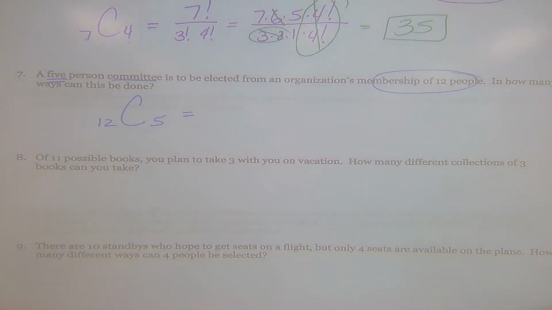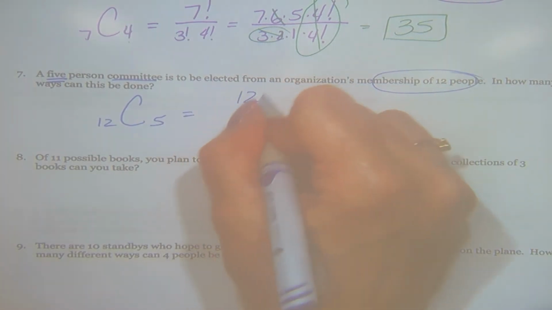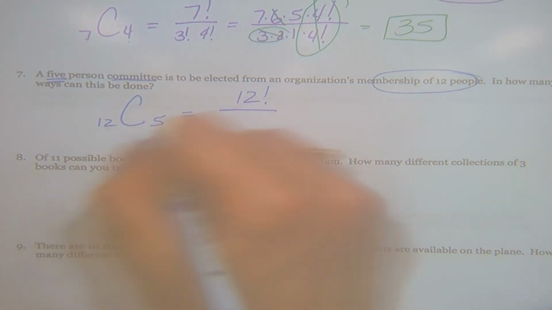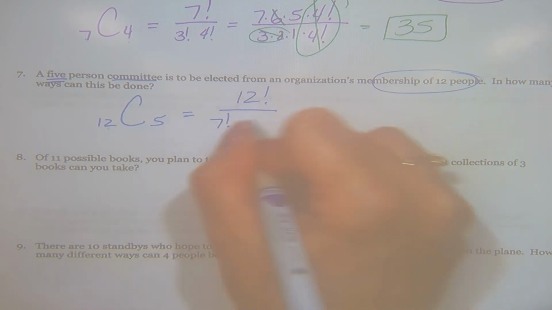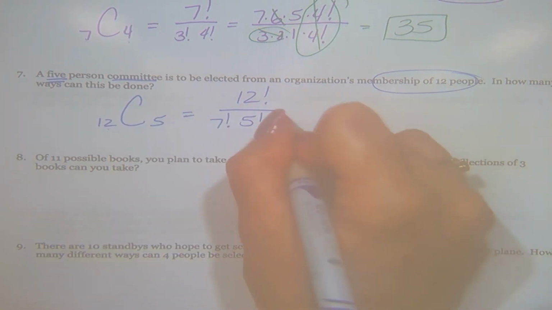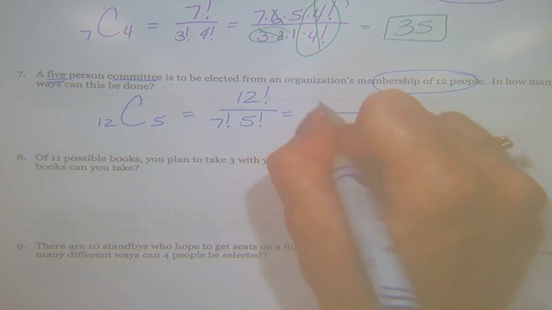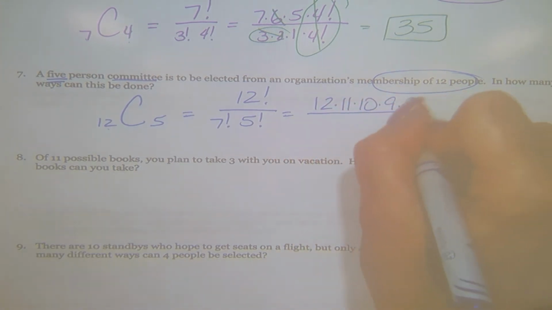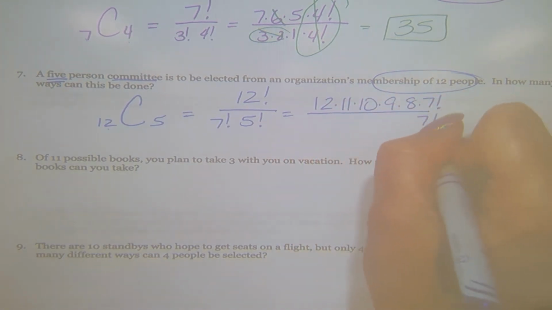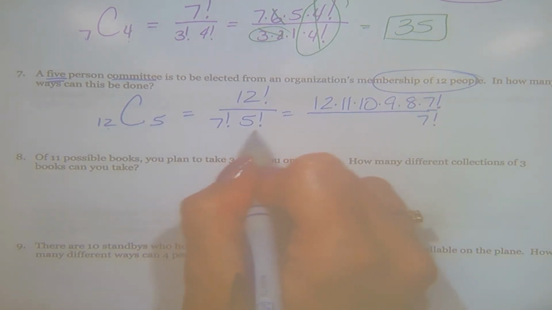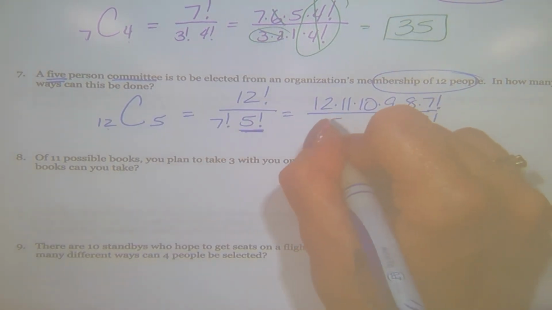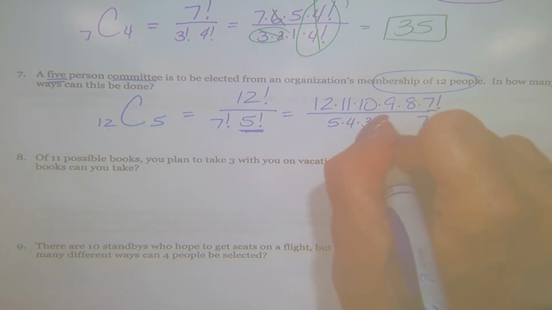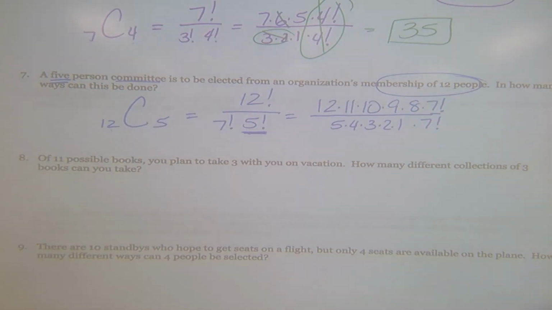If I show you how to simplify again, we start with 12 factorial over 12 minus 5, which is 7 factorial, times that 5 factorial. So I would have to stop at 7. 12 times 11 times 10 times 9 times 8 times 7 factorial. That's going to cancel. And then I don't forget this 5 factorial business. So that's 5 times 4 times 3 times 2 times 1. The 7 factorials cancel.